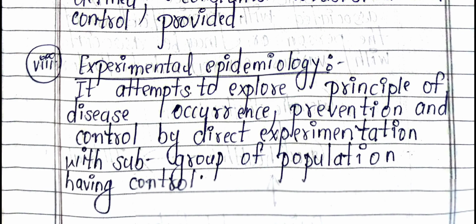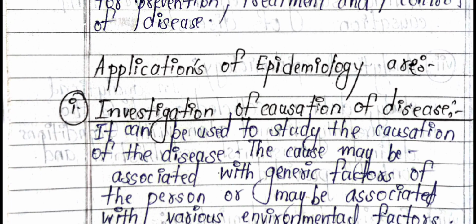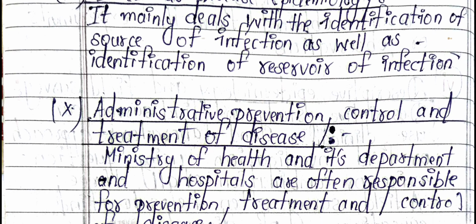Experimental epidemiology. It attempts to explore the principles of disease occurrence, prevention, and control by direct experimentation with a subgroup of the population having control. Infectious disease epidemiology. It mainly deals with the identification of the source of infection as well as identification of the reservoir of infection.